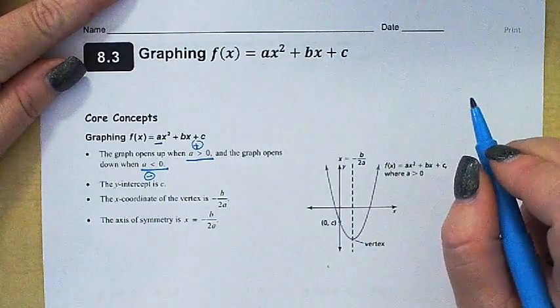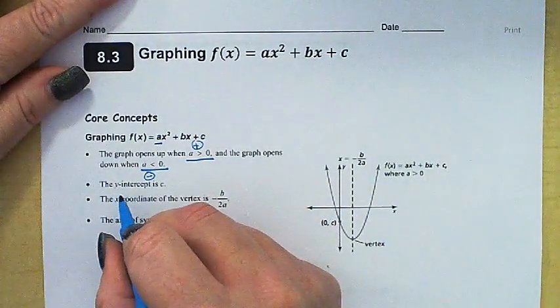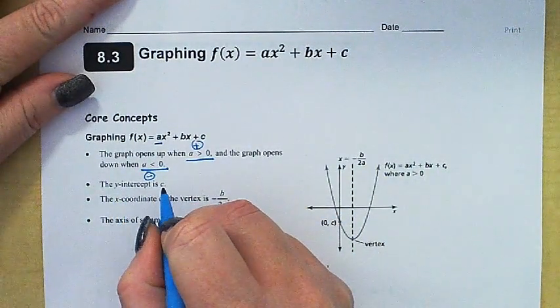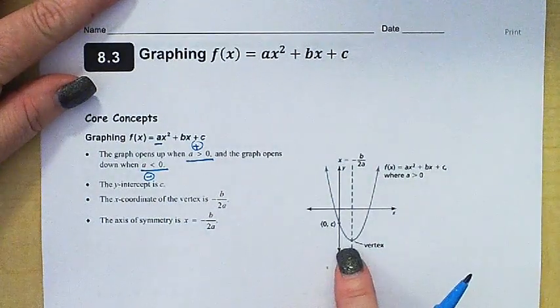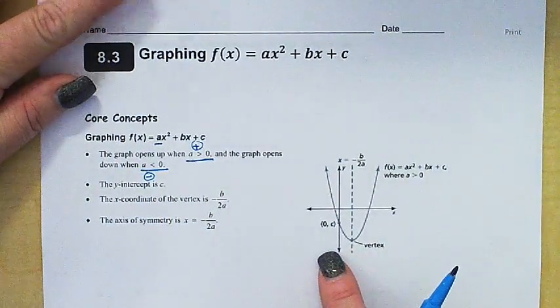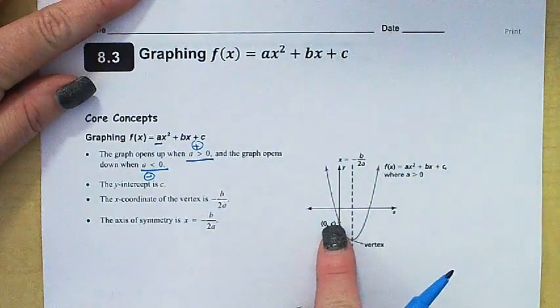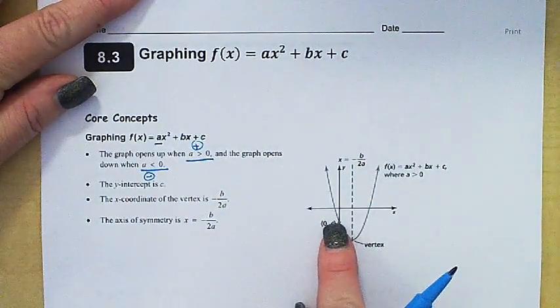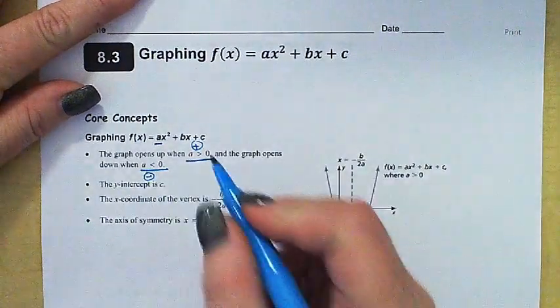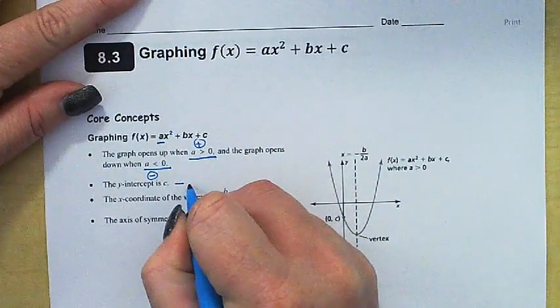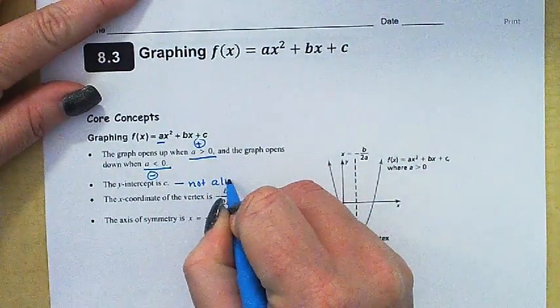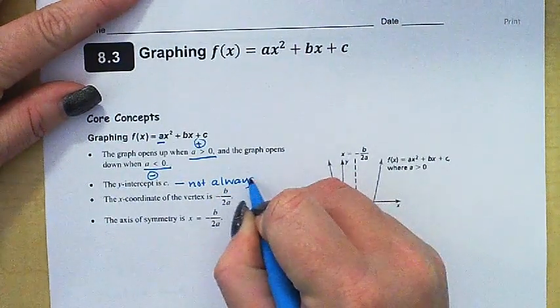What is a little bit different is that our y-intercept is now c. So our y-intercept is not going to be at 0 anymore. It's going to be our c term. It's also not our vertex. So that's going to be a little bit different, and we'll talk about that later. So c is not always the vertex.